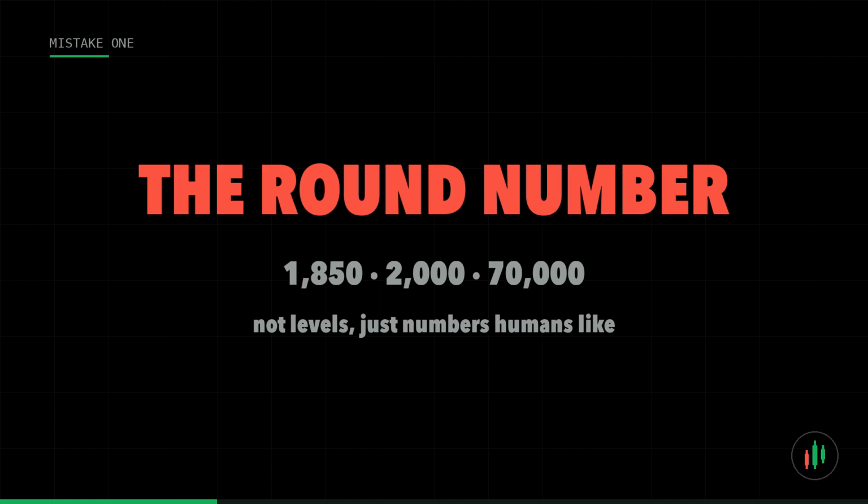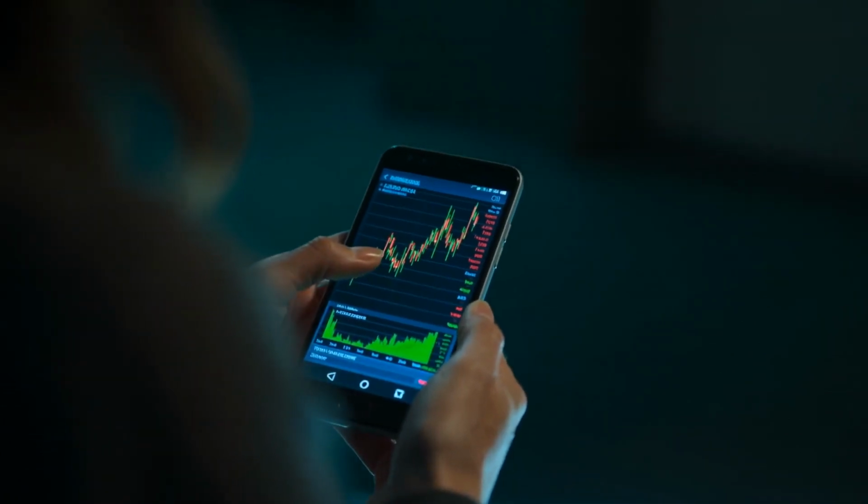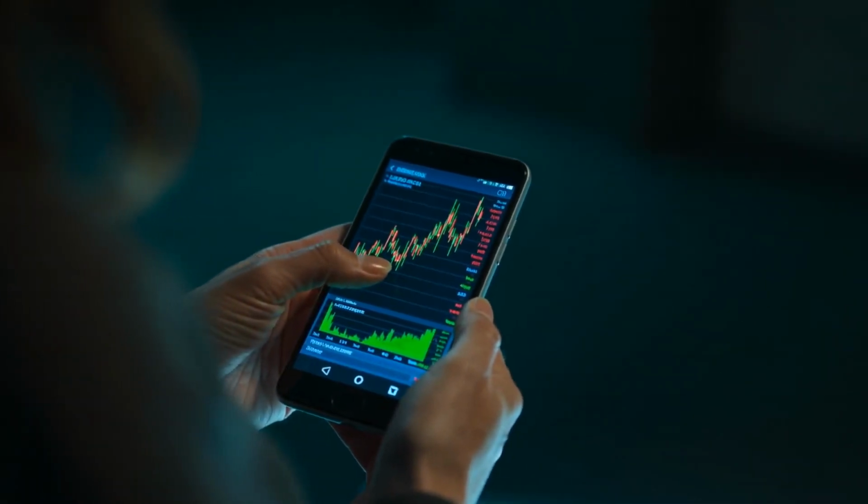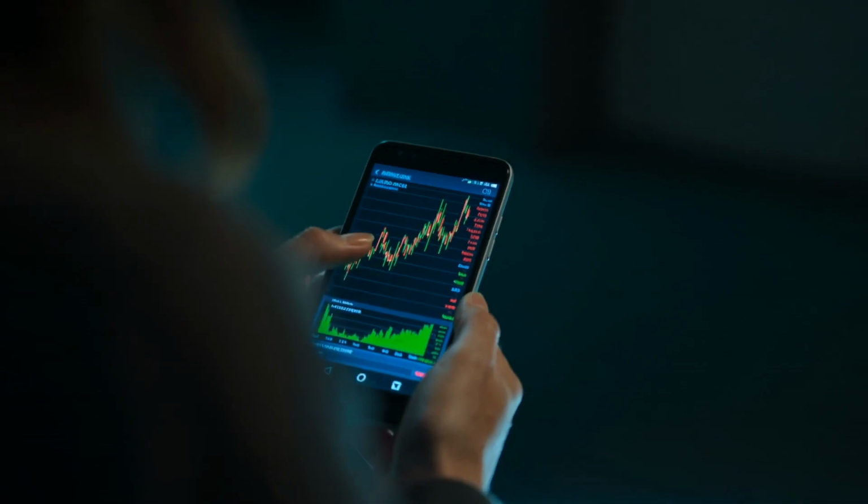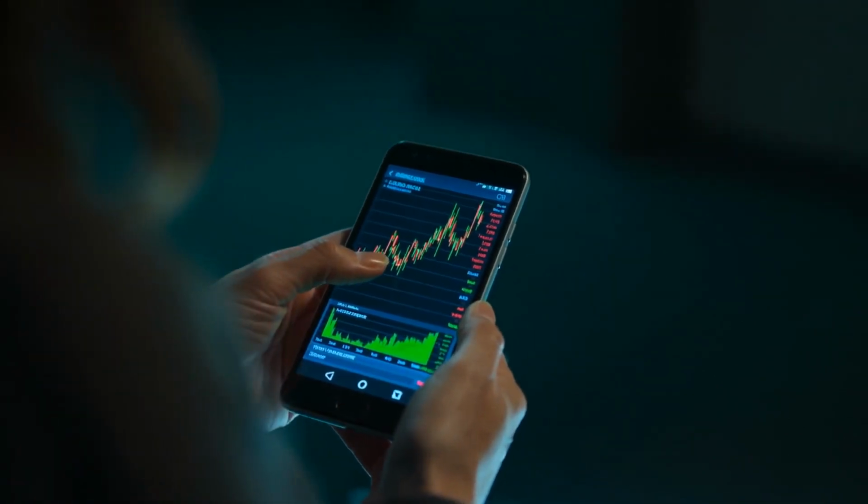The first is the round number itself. 1850, 2000, 70,000. These are not levels, they are just numbers humans like, and that is exactly what makes them crowded. If your analysis genuinely points at 1850, the level is fine. Your stop should just not be sitting on the same figure as everybody else's.